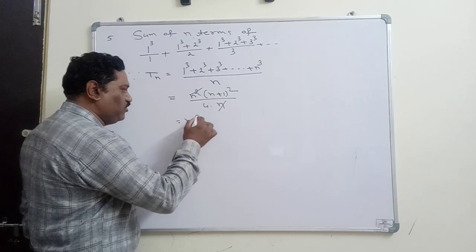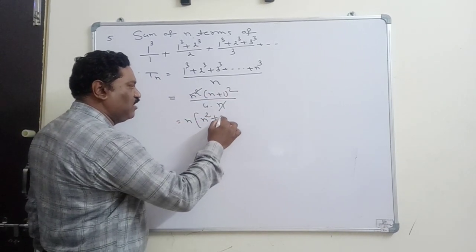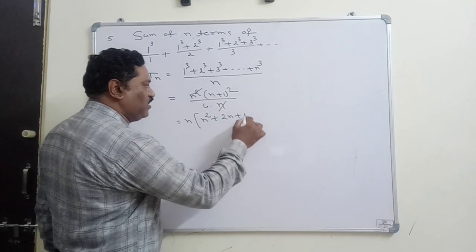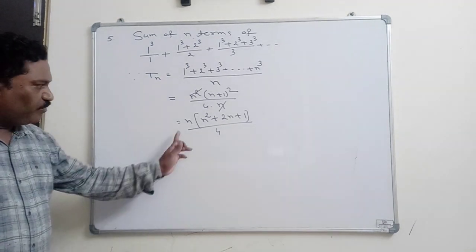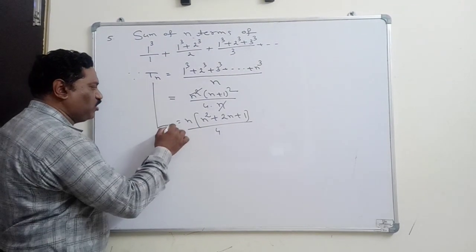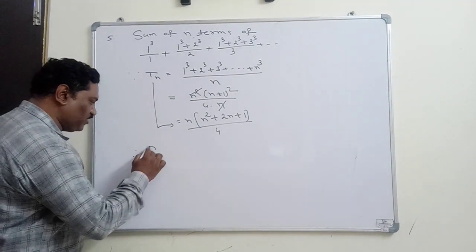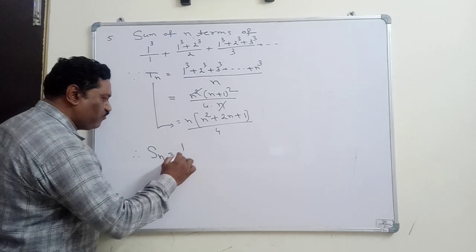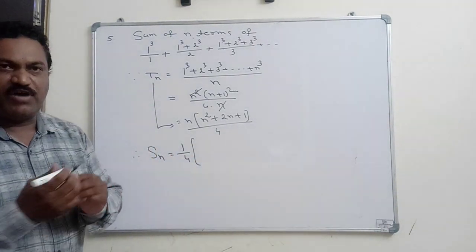Then it is n into (n plus 1) whole square. If you expand that, it is n square plus 2n plus 1, upon 4. Okay. Now we have to multiply the numerator. Then to find the sum of the n terms, we should apply the sigma to this term. Therefore Sn is equal to, here 1 by 4 is constant, right, on the outside. Then we will keep the sigma for every term.